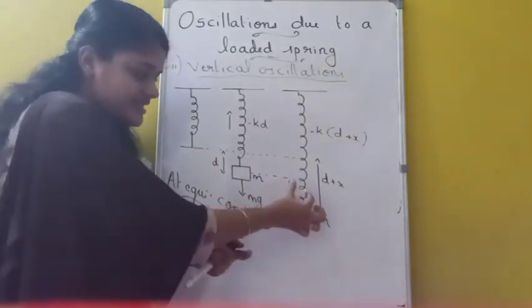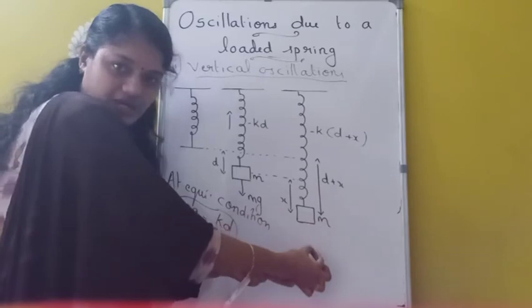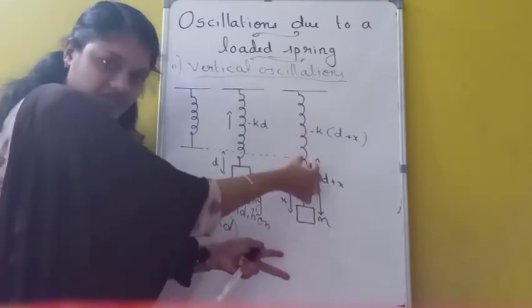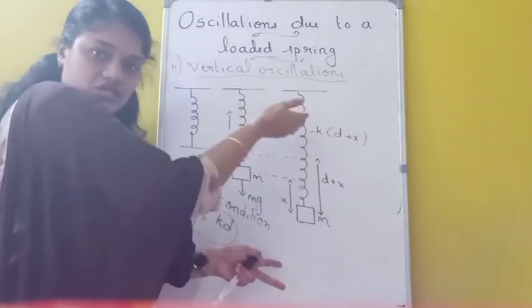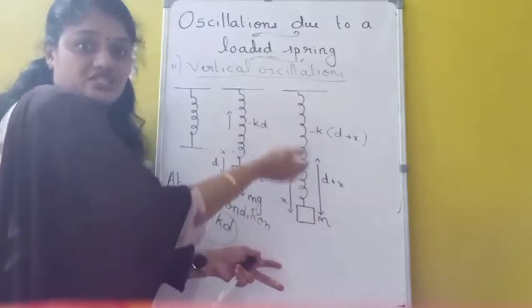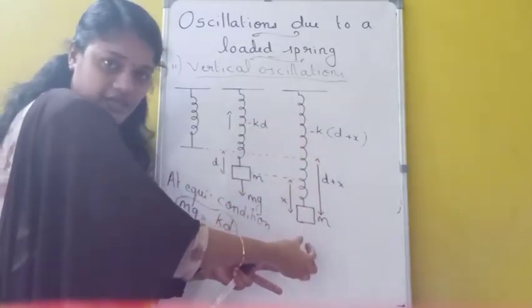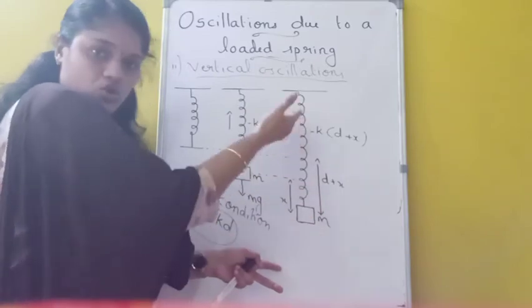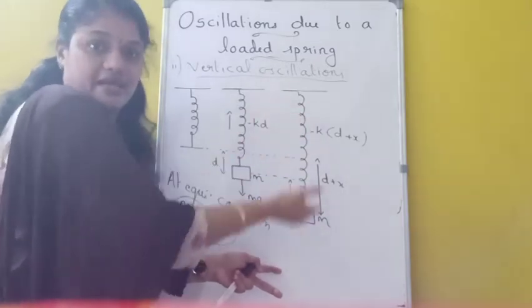Now what will happen? So when we are stretching this mass and releasing, what will happen? So when we are stretching, this spring will be executing to and fro motion. That means oscillation. So when we are stretching this spring and releasing, it may undergo oscillatory motion in vertical direction. Okay.